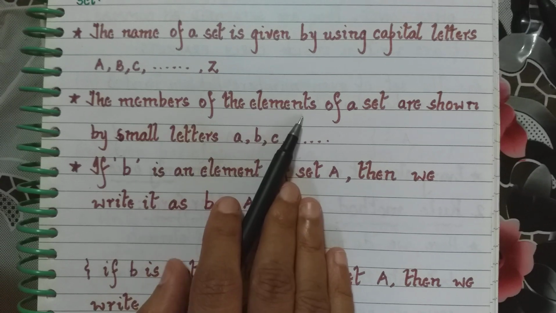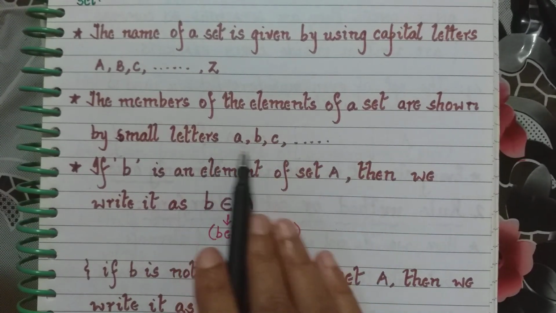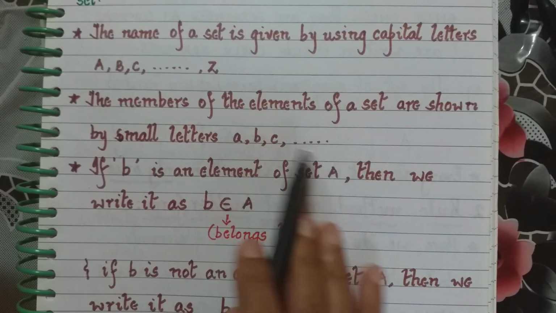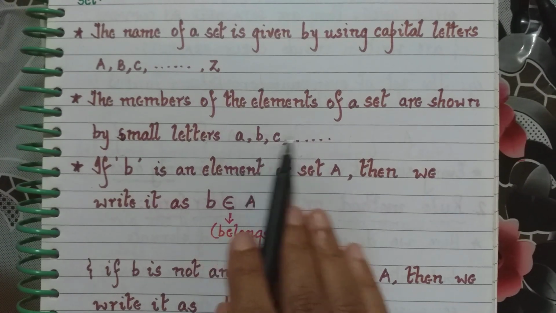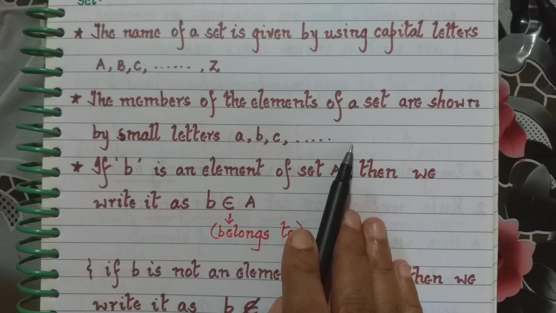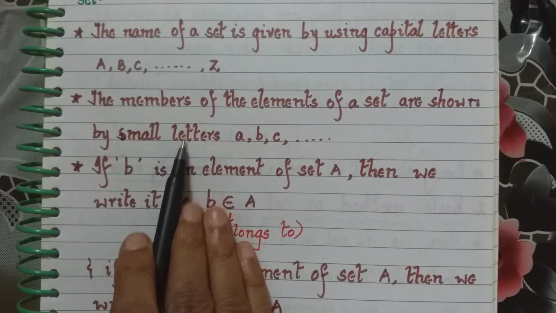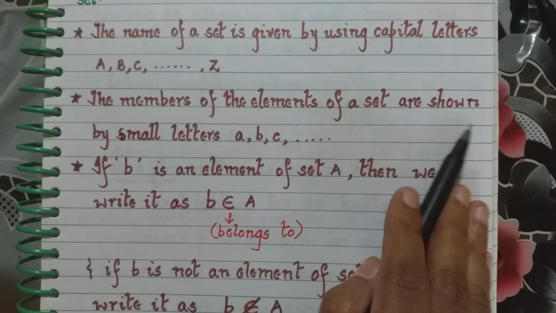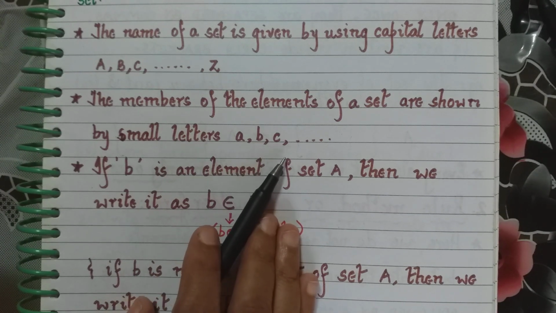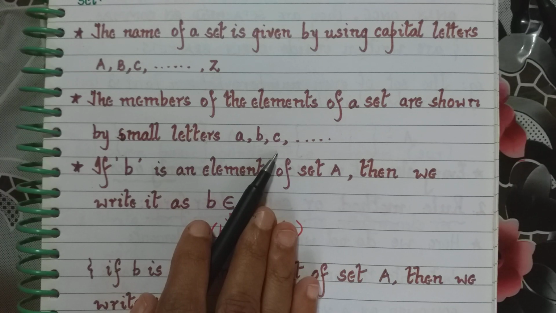Now, the members or the elements of a set are shown by small letters. So now inside a set, normally a set is written inside curly brackets. So when you write the elements of a set, elements means what is present inside a set, that is always written with small letters. You see here, the members or the elements of a set are shown by small letters, that is a, b, c, this way. So these are the elements of a set.